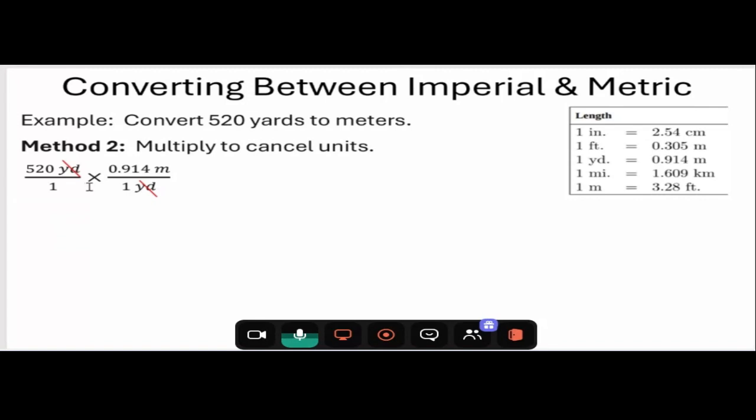Remember, we said that over and over and over in our proportion lessons. The cross product is a very special thing that helps us when we have one fraction is equal to another fraction. That's not what we have here. Here I am multiplying two fractions. Do not use the cross product. It will give you the wrong answer. So 520 times 0.914, and of course, again, we don't need to divide by 1, but if there was a different value there, we would divide by it. And we get the same answer, 475.28 meters.